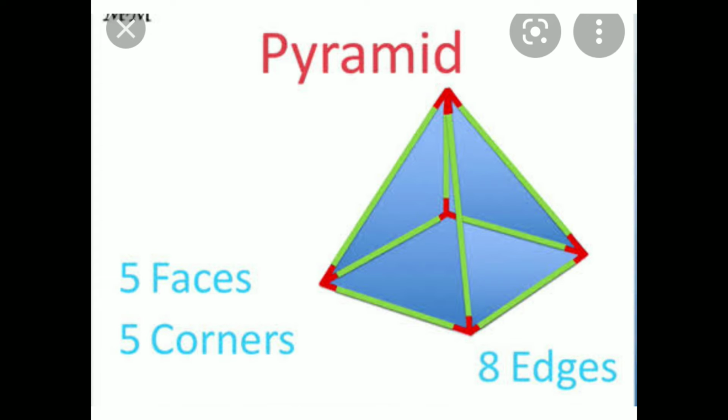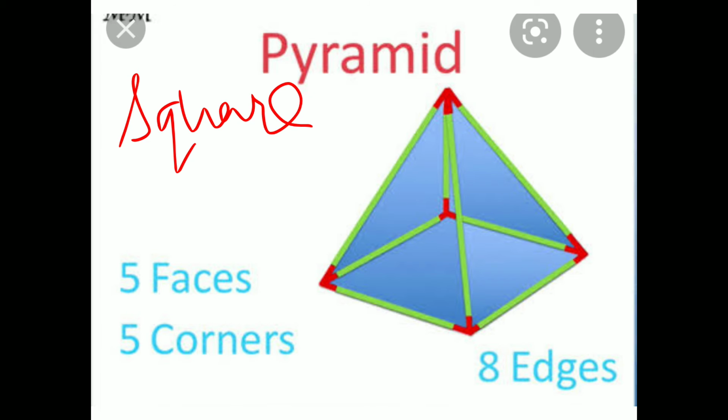This is a square pyramid. Why do we call it a square pyramid? Because its base is of square shape. When its base has a triangle shape, then we can say that it's a triangular pyramid. It has a square base, so that's why we call it a square pyramid. Clear? So how many faces does it have?